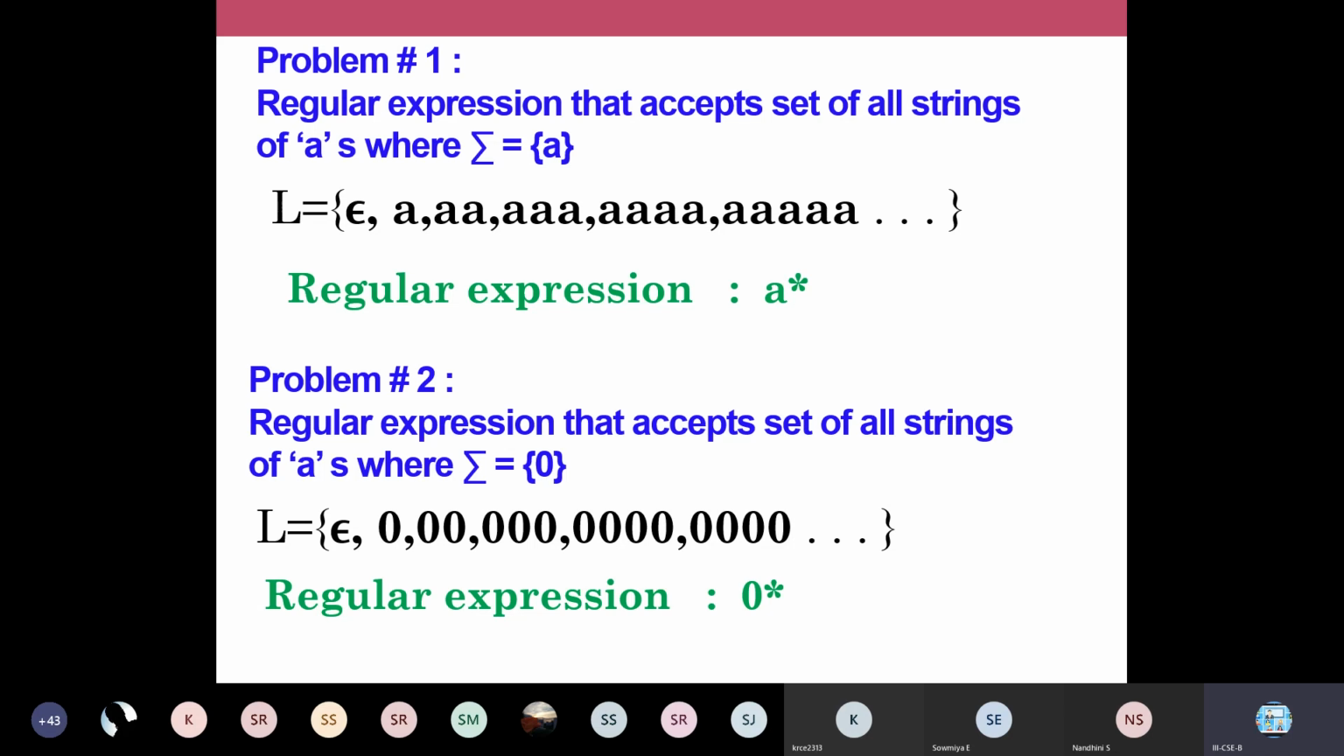So that will be the smallest string. If you are given an explicit condition like without epsilon or at least 1 A, then you can omit this epsilon. Otherwise, set of all means you have to include epsilon also. So write this down: your language will be.